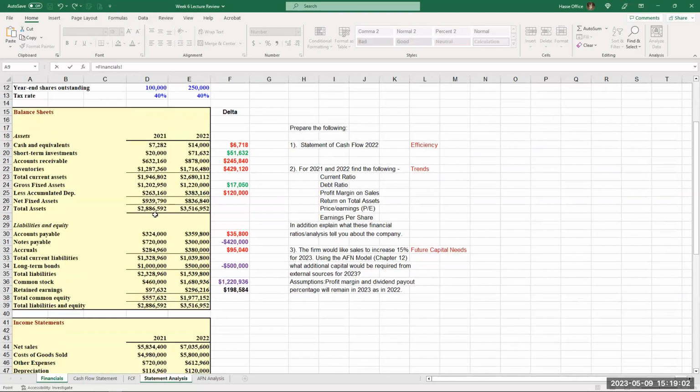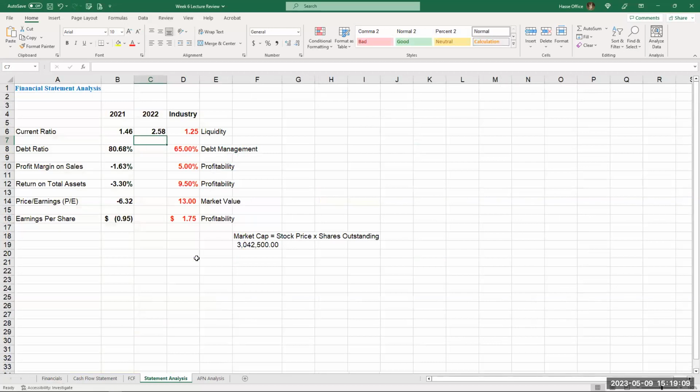Balance sheet, current assets divided by current liabilities. And we get 2.58. That is too high. Notice the industry average for this industry that this company is in. It's 1.25. It should be pretty tight. 2.58 indicates we have too much current assets, and that's rightly represented by that high amount of accounts receivable and inventory for this company. So the current ratio is a little bit steep.